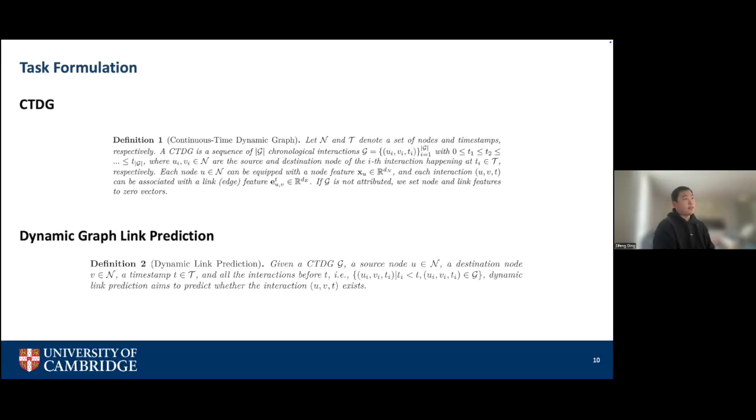U and V are the source and destination nodes, and we also have the timestamp of each interaction. And for an attributed graph, we have the node features and the link features. We can also call them edge features. But if the graph is not attributed in our work, we just set these features to zero vectors. And we study the downstream task of representation learning, which is called dynamic graph link prediction. So given a CTDG, a source node, a destination node, as well as a timestamp, we try to predict whether this interaction exists or not, but we can only take evidence or hints from the previous interactions.